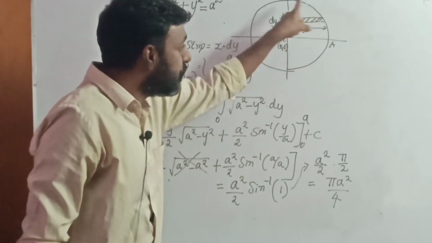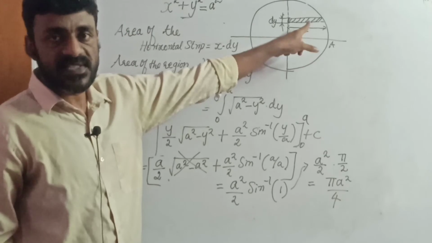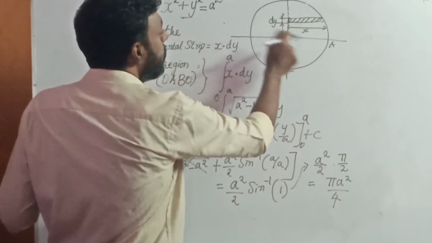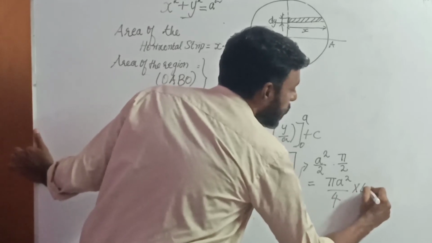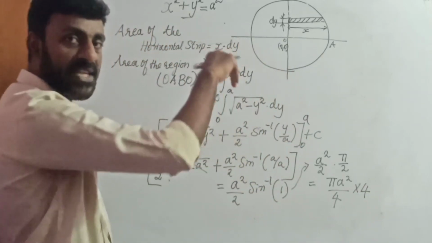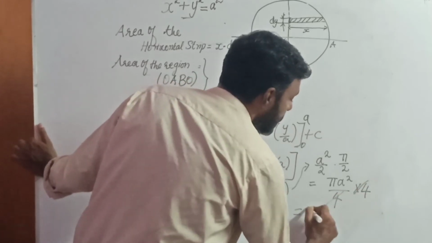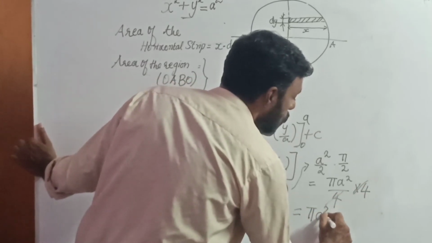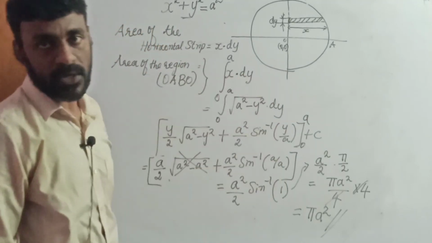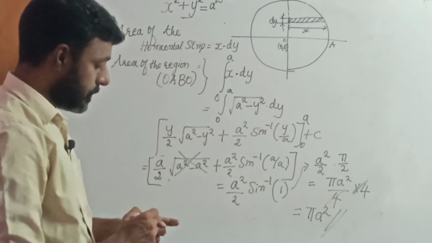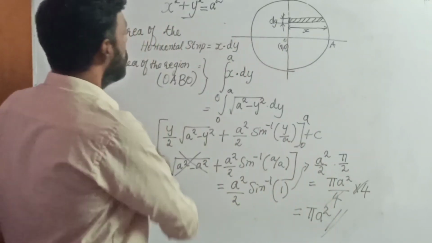I am interested to find the entire region that has been enclosed by this circle. Since I have 4 quadrants over here, I am multiplying it by 4 in order to get the whole area that has been enclosed by the circle. If I multiply, the 4 gets cancelled, and the solution will be pi into a squared. So this is the solution for this one, right? Fine. This is what it's all about.